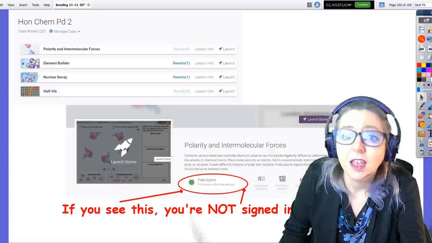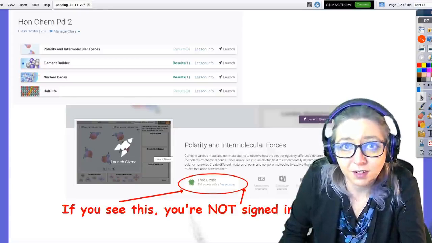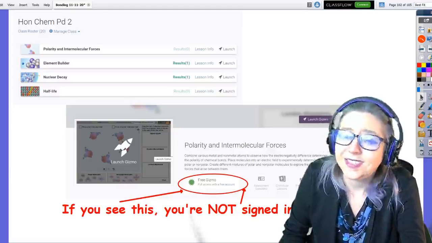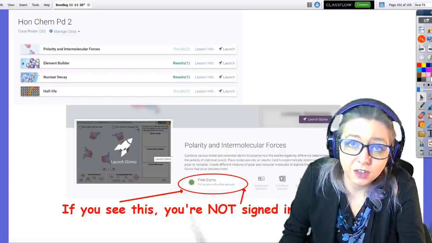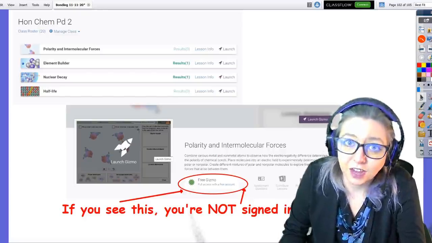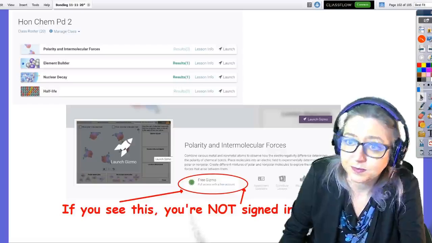So when you go to the gizmo, if you see this, the free gizmo full access with an account, it means you're not logged in, and it's going to give you a 5-minute countdown to work with this gizmo. That's not enough time to finish this assignment. So you need to make sure that you are logged in with your account. If you've forgotten your username and password, send me an email. I can look it up for you.